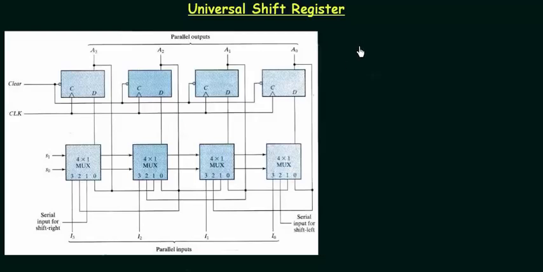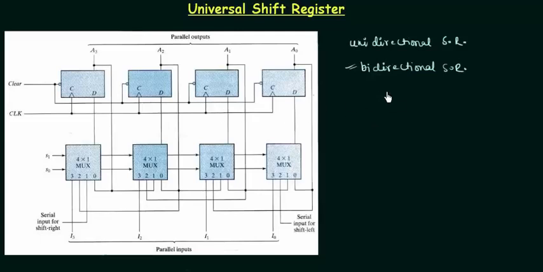If a register is there that can shift the data in only one direction, either from left to right or from right to left, we call it unidirectional shift register. And if we have a register that can shift the data in both the directions, from left to right and from right to left, we call it bidirectional shift register. And in the last presentation I explained bidirectional shift register. I hope you remember it.